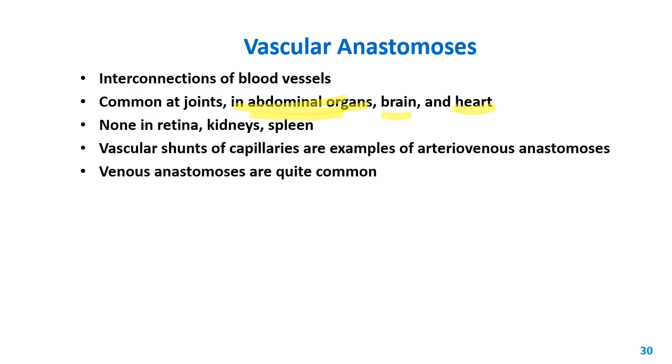Why do you think that should be important for the heart? When the heart contracts, you can squish a lot of those capillary beds, right? So you must have an alternative route for the blood to go through. So anastomoses are very important for heart circulation.